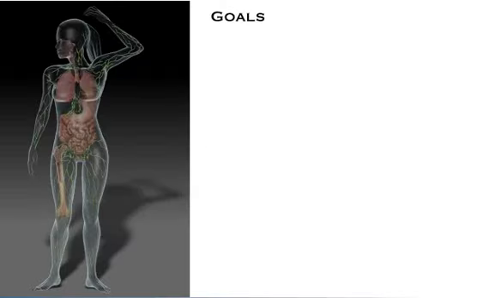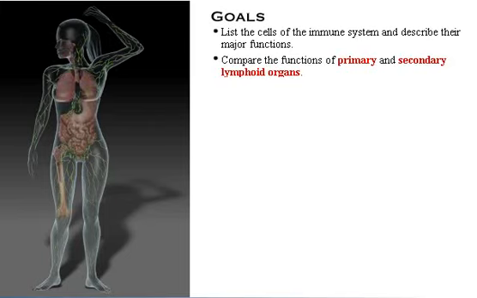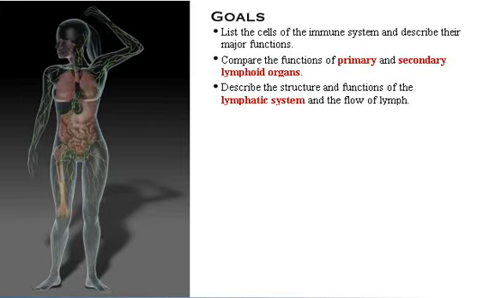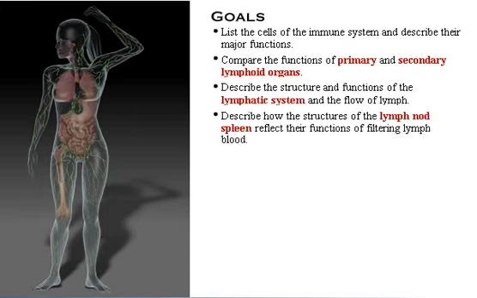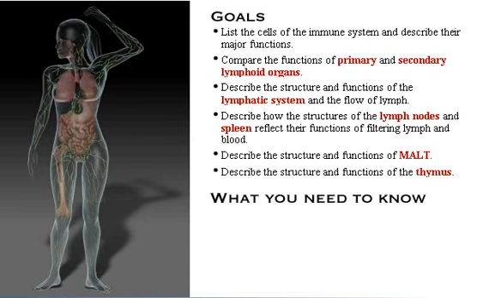Your goals for learning are to list the cells of the immune system and describe their major functions, to compare the functions of primary and secondary lymphoid organs, to describe the structure and functions of the lymphatic system and the flow of lymph, to describe how the structures of the lymph nodes and spleen reflect their functions of filtering lymph and blood, to describe the structure and functions of MALT, to describe the structure and functions of the thymus. Here's what you need to know.